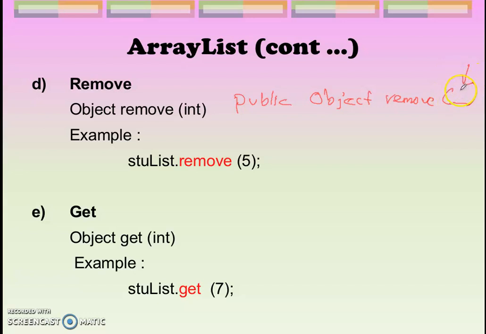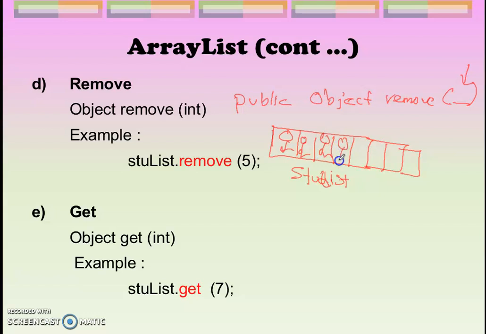Okay, so integer means that the integer number of our index lah. Okay, so ini stu list. Okay, nama array list kita stu list. Okay, let's say we have up to a few data inside this kan. So contoh ada data dalam ni. So we have 0, 1, 2, 3, 4, 5.